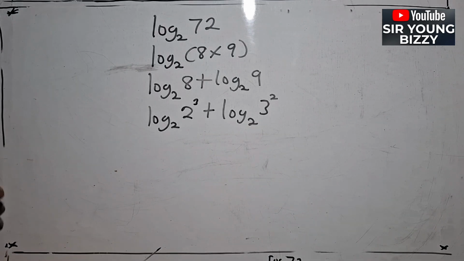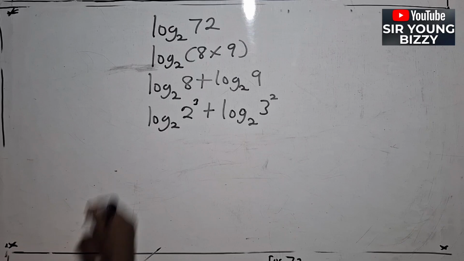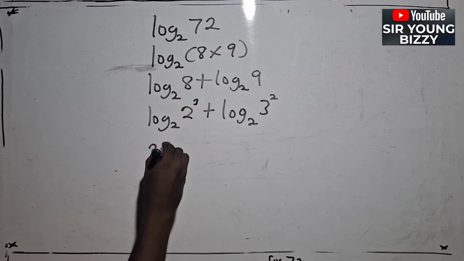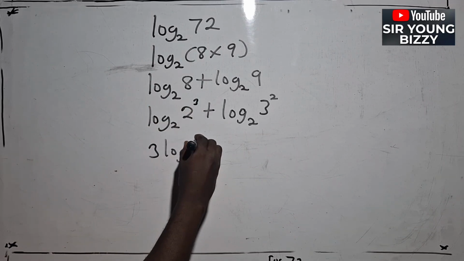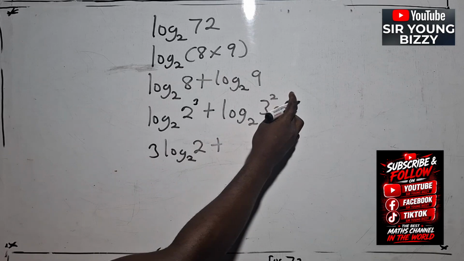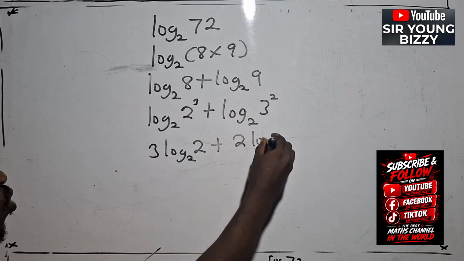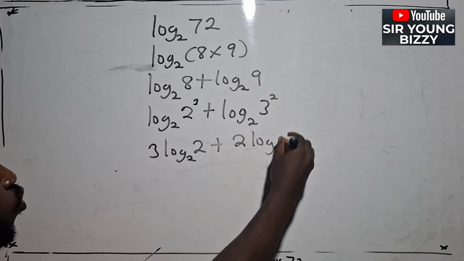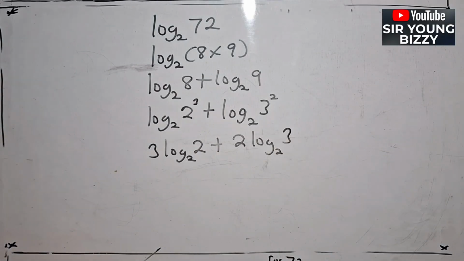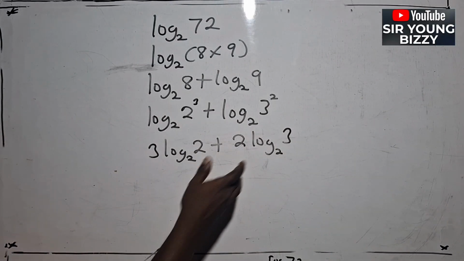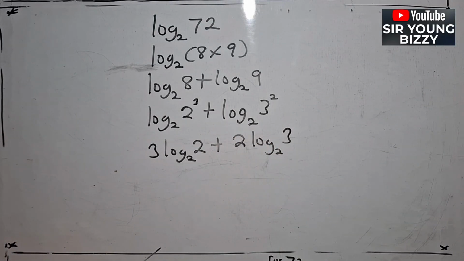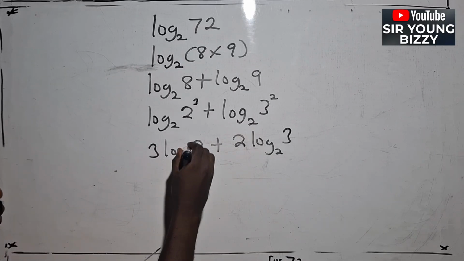There's a law that talks about this, so you can go and check it out if you've forgotten the law. Now this can also be expressed as 3 log base 2 of 2 plus 2 log base 2 of 3. Now I've told you the log to the base of itself is 1.